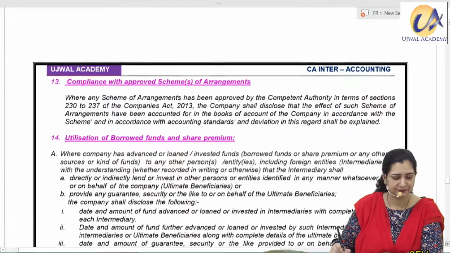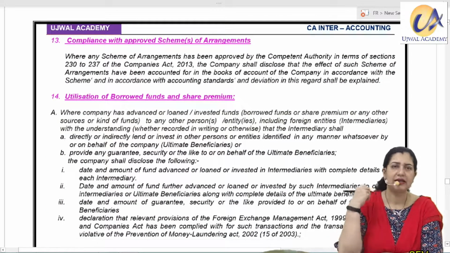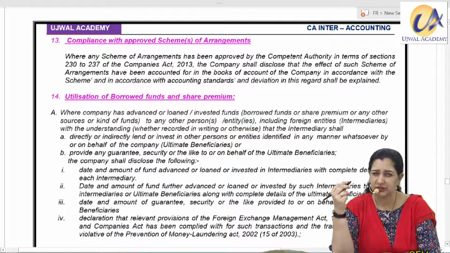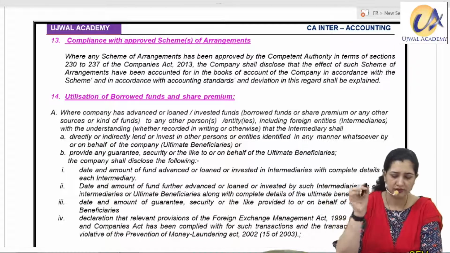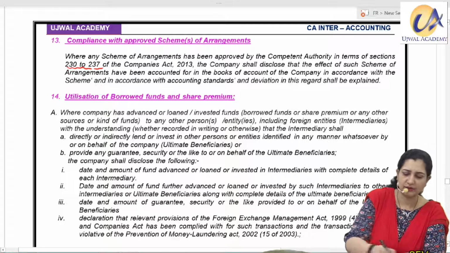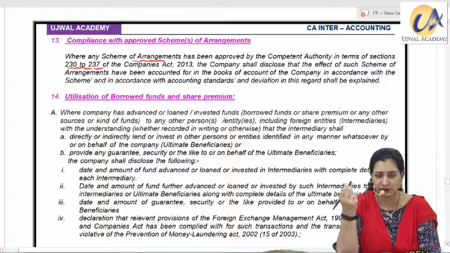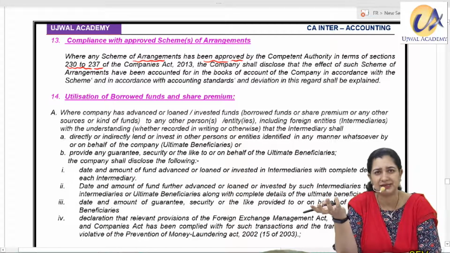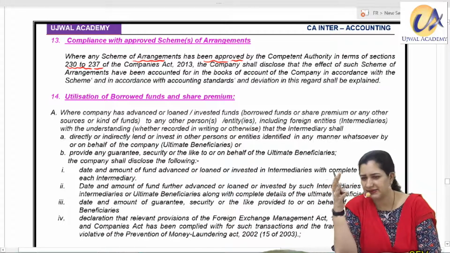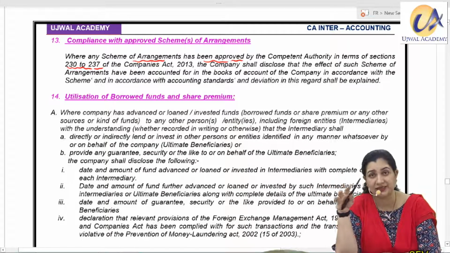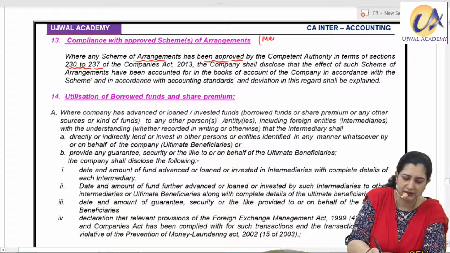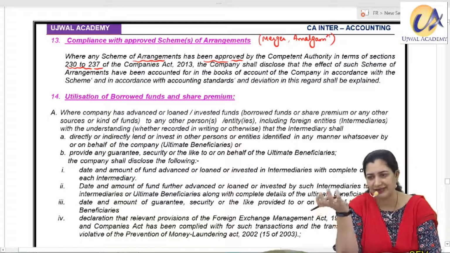Then, if the company has gone for a merger, amalgamation, again we have got sections 230 to 237 of our Companies Act. So if there's any arrangement which has been approved, by whom? By the tribunal. Competent authority here means tribunal basically. Again, all these sections deal with those arrangements. Arrangements here means it could be merger, amalgamation, right? All those things which are happening. There could be restructuring of debt, etc.